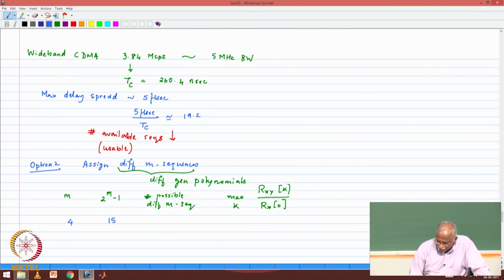If I did not have this multipath constraint, I would have had 15 very good sequences. But if you take the wideband CDMA case, I am out of luck, because the other 14 cannot be used, because the multipath delay is 19 chips. So then I say, okay, how many other M sequences are there? Only one other polynomial. So the total number of fourth order primitive polynomials is 2.